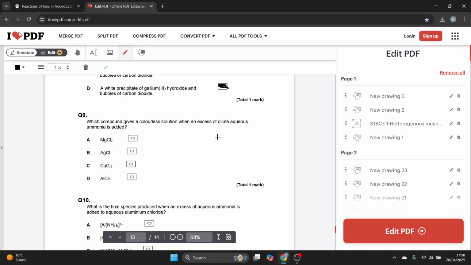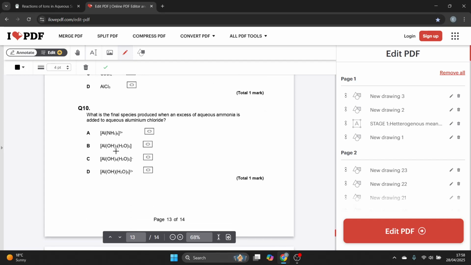Question 9, which compound is colorless when excess dilute aqueous ammonia is added? Excess dilute aqueous ammonia is added. B, silver chloride. What's the final species produced when excess aqueous ammonia is added to aqueous aluminium chloride? B.